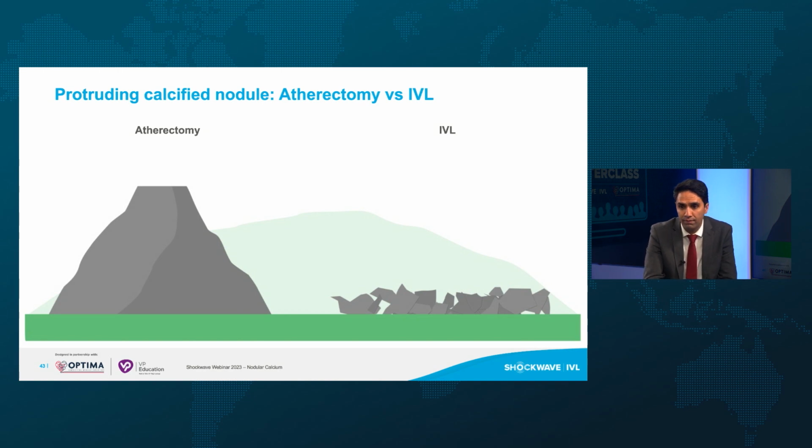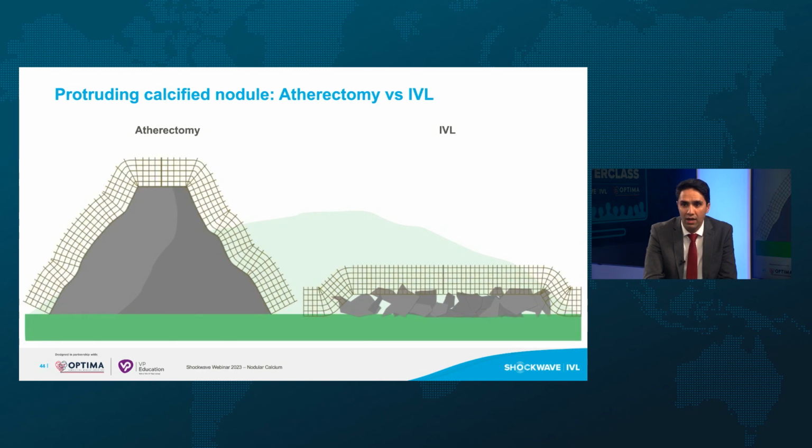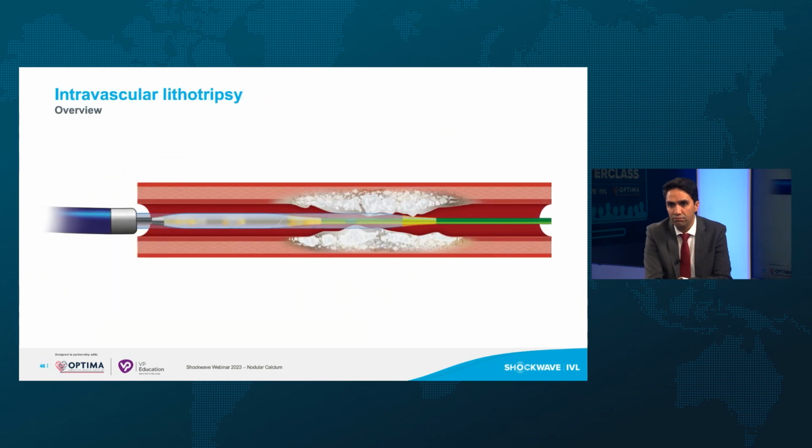And so if we look at this, what you're able to see is that the atherectomy may lead to a very odd-shaped stent expansion, and while the IVL is completely not perfect, what we can see is that by being able to make these small calcium fragments into pebbles or smaller fragments, we can push them out of the way much more easily.